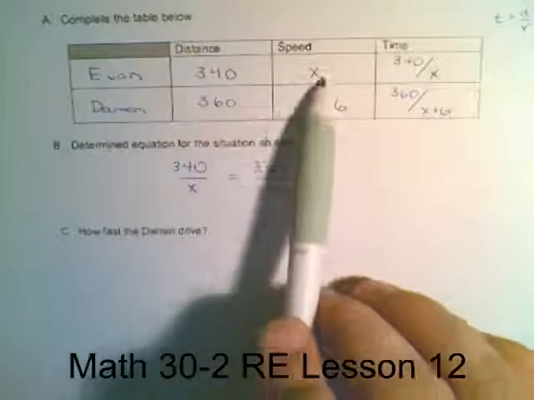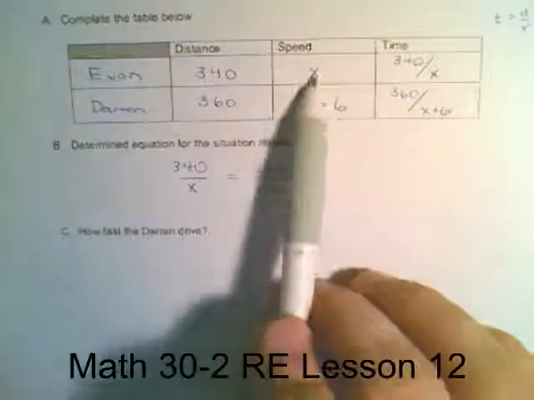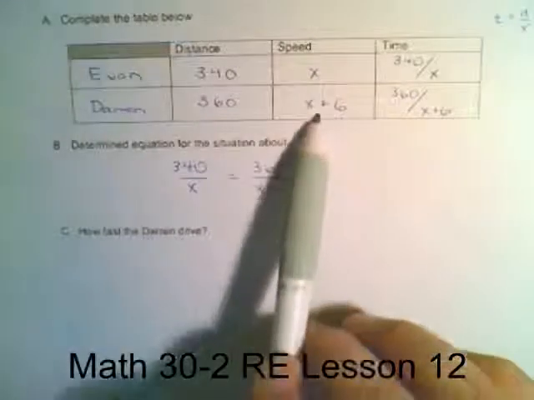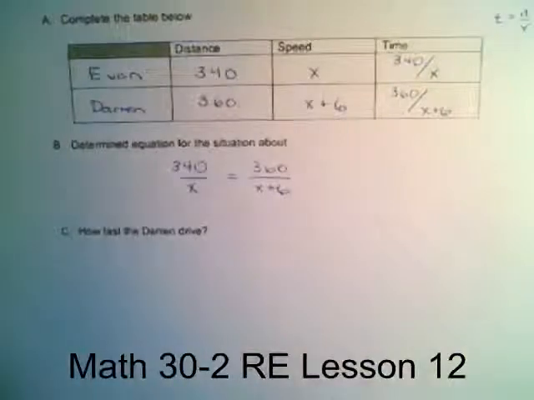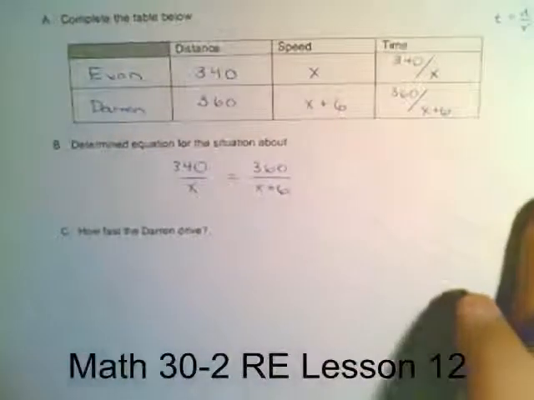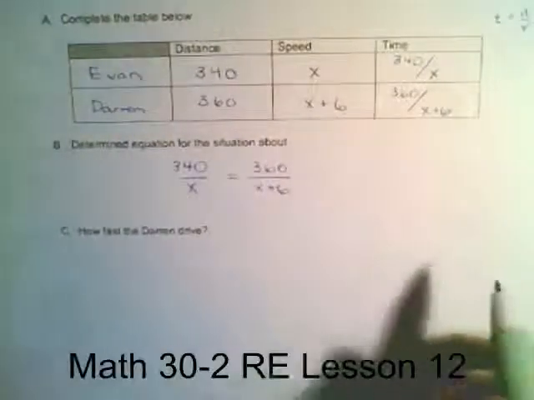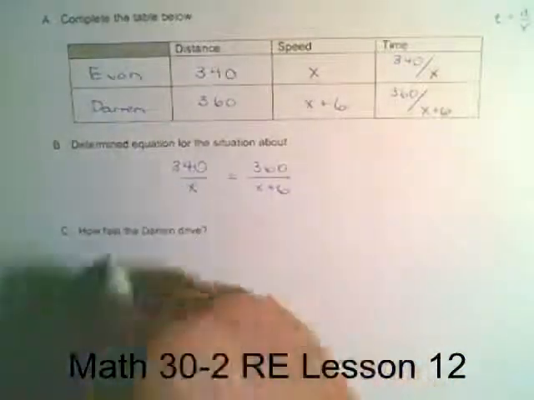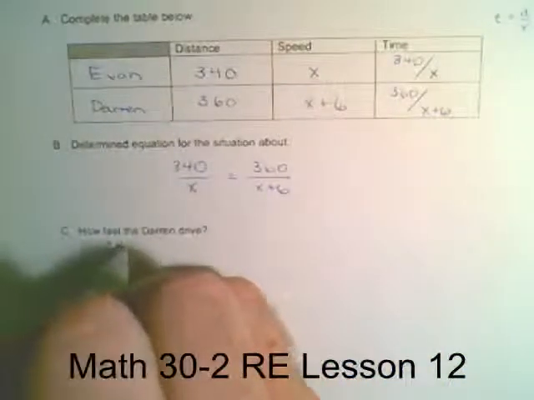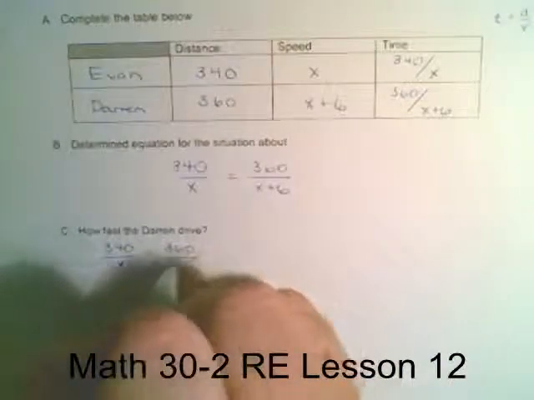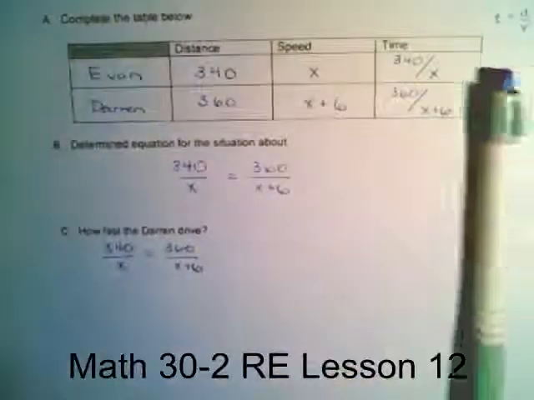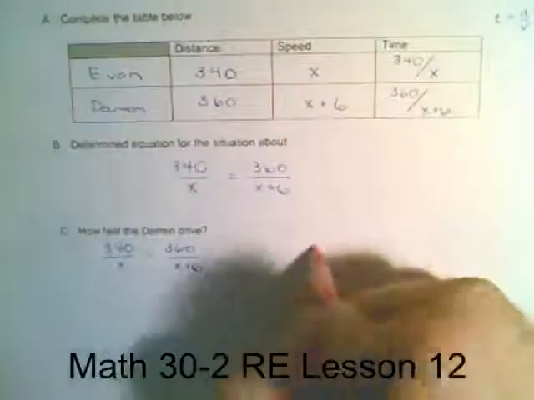C, how fast did Darren drive? Well, x is the speed that Evan drove. I'm going to find x. What I have to do afterwards, though, is remember to add 6 because it wants to know Darren's speed. However, I'm going to keep going with that. How fast did Darren drive? Okay, so I know 340 over x, and I'm just rewriting it. 340 over x equals 360 over x plus 6.